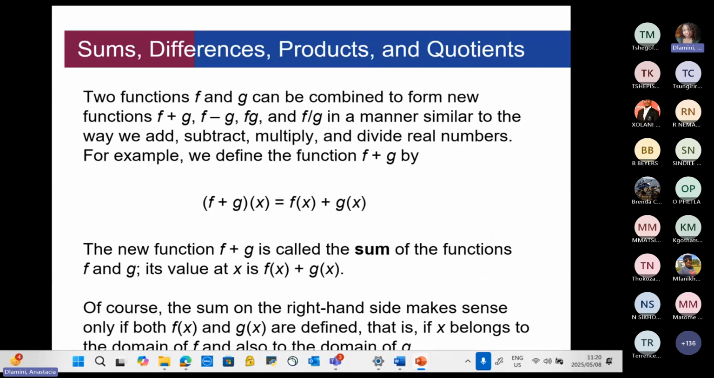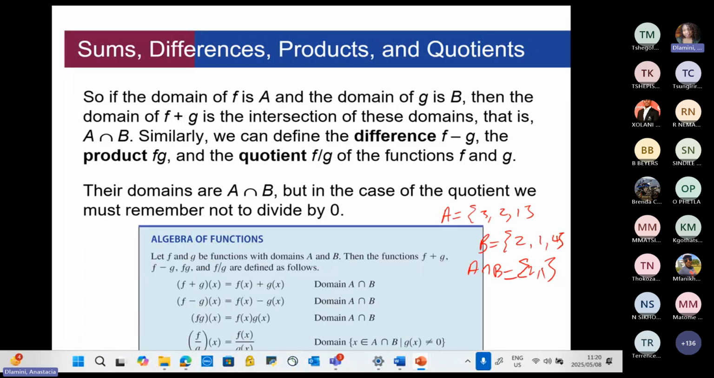That is why they said here, of course, the sum on the right hand side makes sense if and only if the values of x in the domain of f are also found in the domain of g. So if this one was the domain of f and this one was the domain of g, then for f plus g to be defined, the values of x must also be in the domain of g as well.